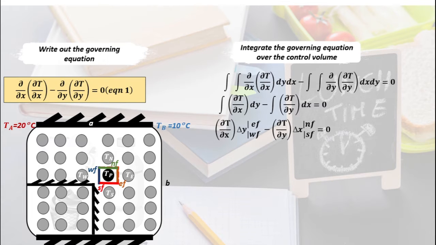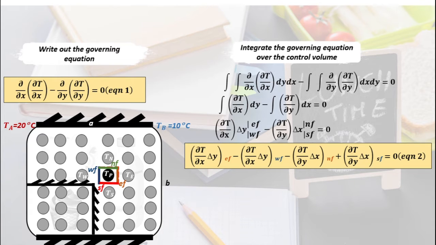Please be very careful. The first term is in the x direction, so we're evaluating from the west face to the east face. And for the second term, it's in the y direction, so we're evaluating from the south face to the north face. So this allows us to further expand this equation in this form. Basically, we have the east face minus the west face in the x direction, and then we have the north face minus the south face in the y direction. And we're going to use this equation throughout our analysis.